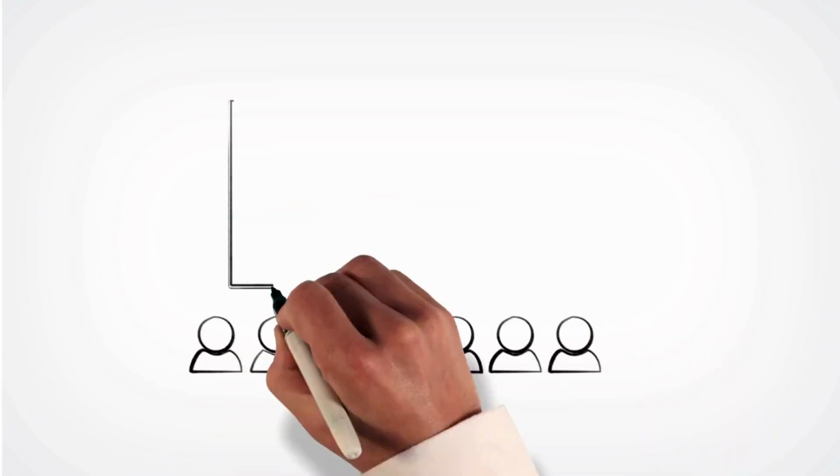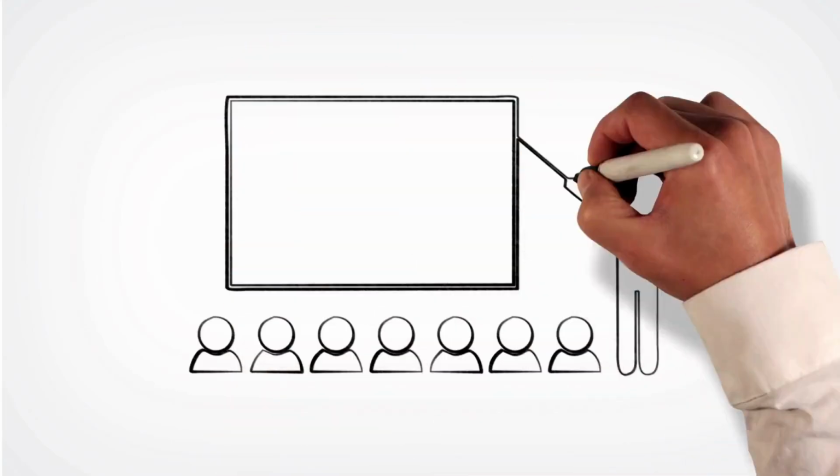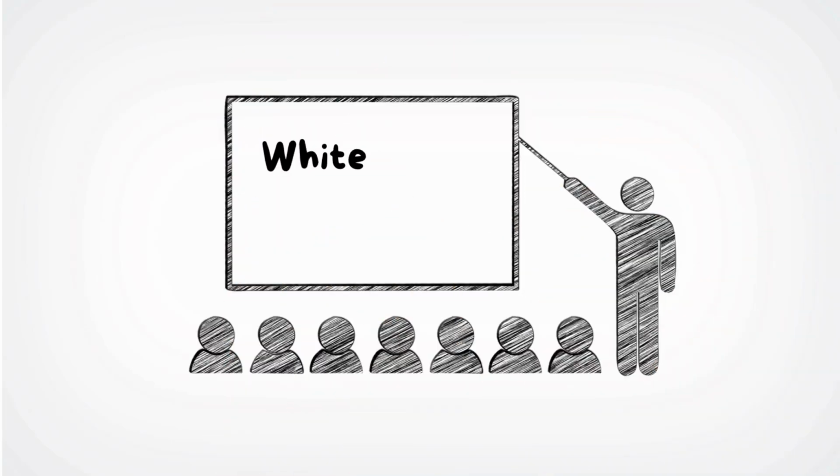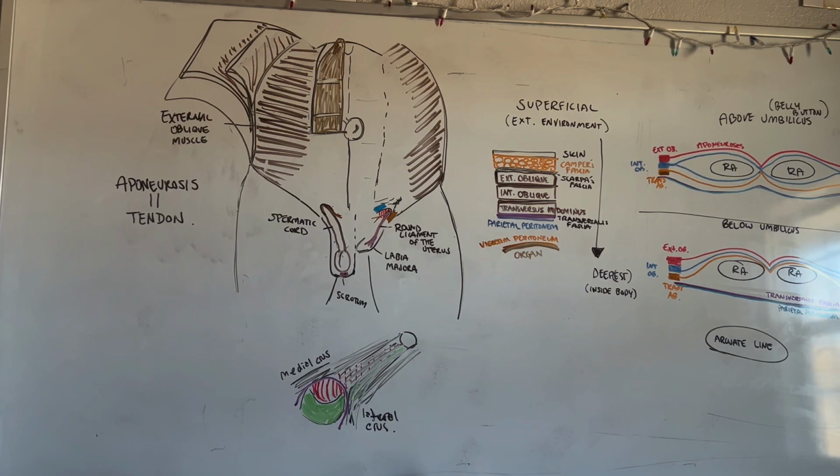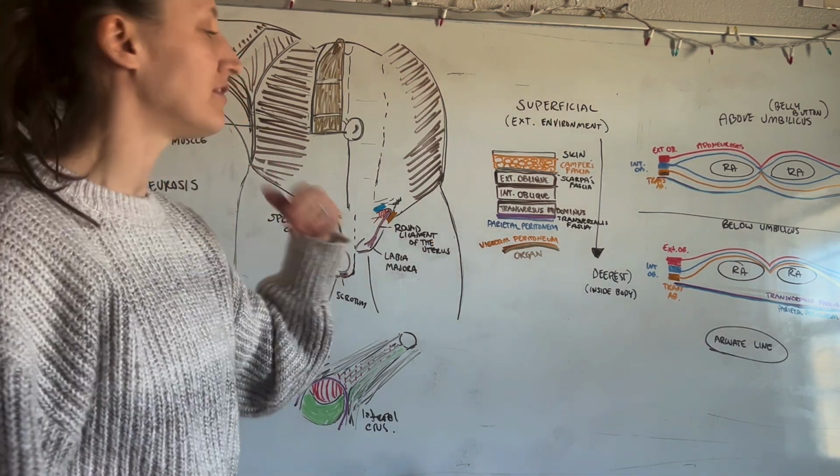Welcome to the final video in this series looking at the posterior aspect of the anterior abdominal wall, the umbilical folds, hernias, and the deep inguinal ring. Let's go. The very last thing we are going to do is look at this from a different view.